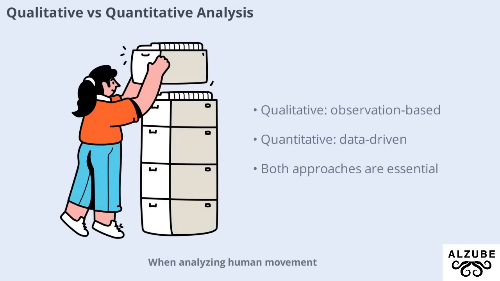In analyzing human movement, biomechanists use both qualitative and quantitative approaches. Qualitative analysis is more about observing and describing movement. Think of a coach giving feedback on an athlete's form. It's subjective and based on visual assessment. Quantitative analysis, on the other hand, involves measuring and calculating, using numbers, data, and technology to precisely track angles, speeds, and forces. Both methods are valuable. Qualitative analysis helps identify areas for improvement quickly, while quantitative analysis provides detailed, objective insights.